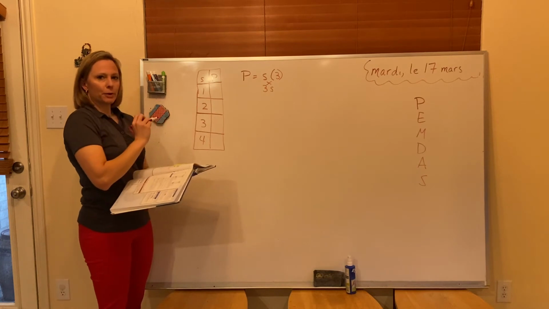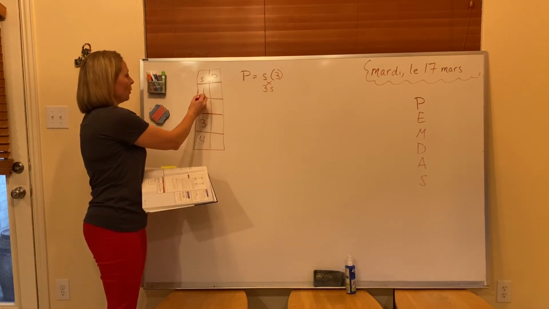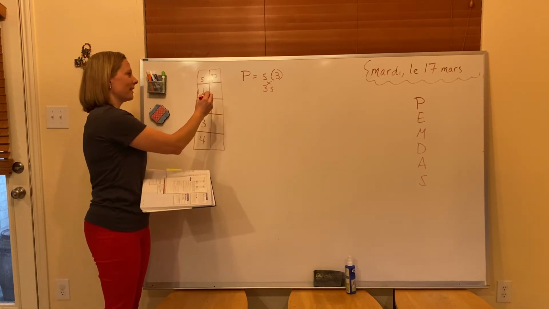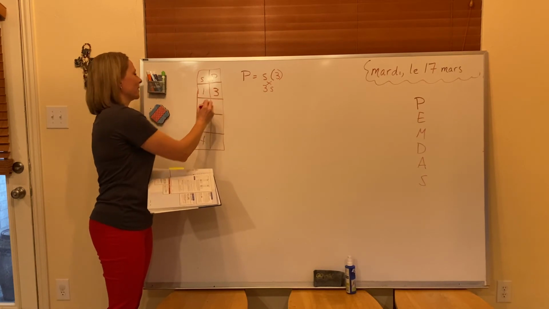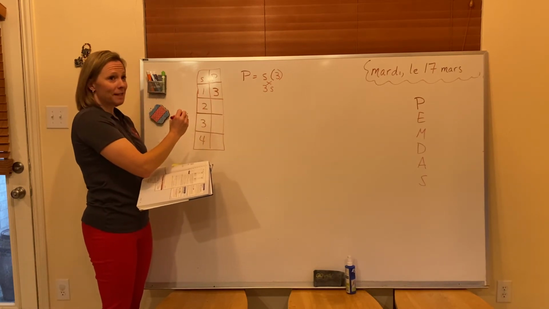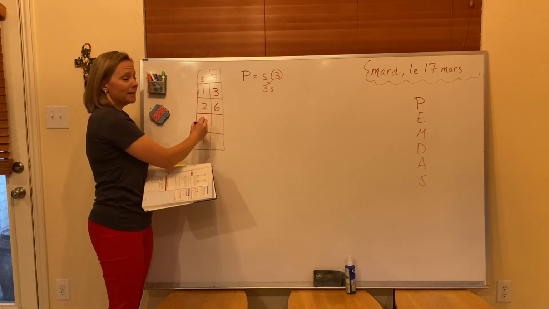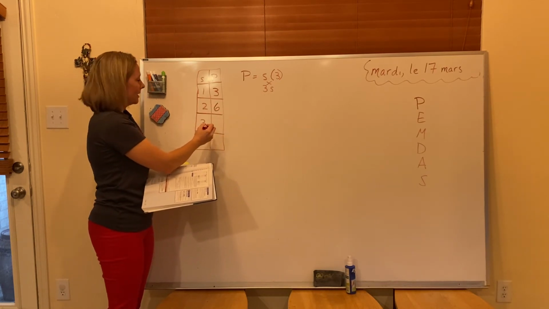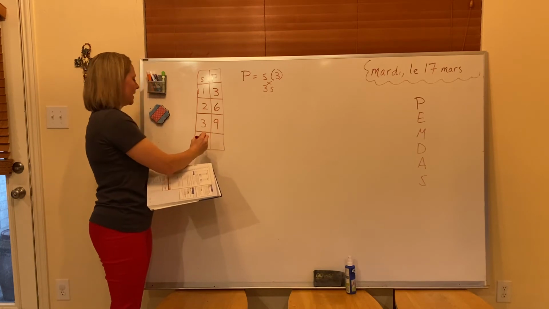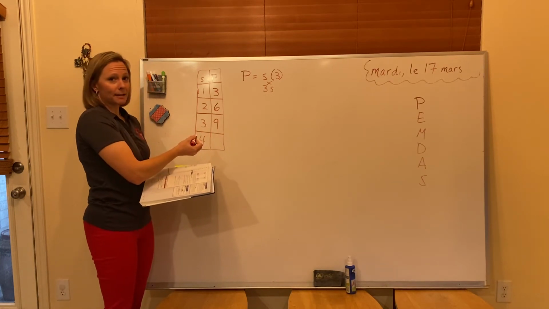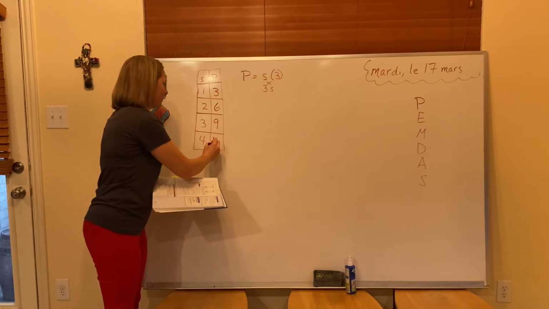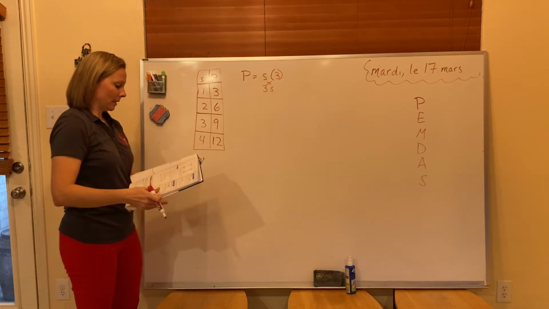So let's do the first one to fill in our chart. 1 times 3 is 3. 2 times 3 is 6. 3 times 3 is 9. 4 times 3 is 12. Wake up your math brains, guys.